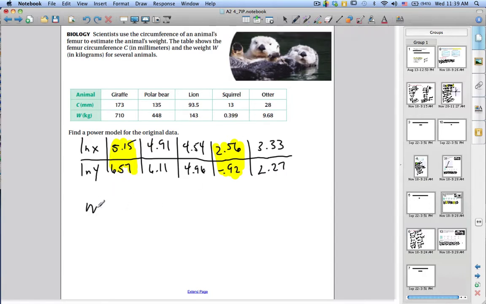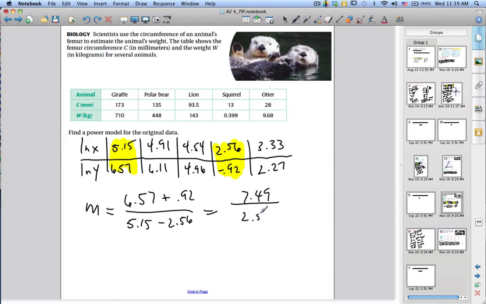So the first thing I want to do is calculate the slope. We've done this before. So I'll have 6.57 minus -0.92. That's plus 0.92, and that's going to be 7.49. And then I'm going to have the difference in my x values, so 5.15 minus 2.56, and that's going to equal 2.59. And then when I divide these two, I'll get 2.89.